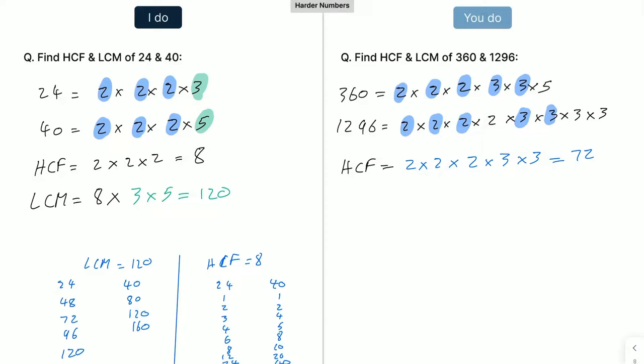And to find the LCM, we're going to take that HCF that we found, which is 72, and we're going to multiply that by all the remaining numbers. So in this case, the remaining numbers are 5, 2, 3, 3. So we're going to do 2 times 3 times 3 times 5, and that gives us the LCM as 6,480. And you can see if we had to do this using this manual approach, that would have taken us a very long time. So this is how you can find the HCF and LCM using the product of primes.